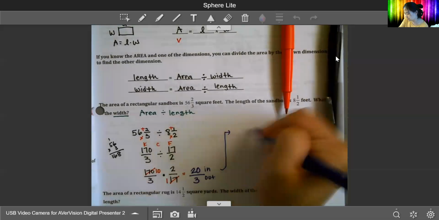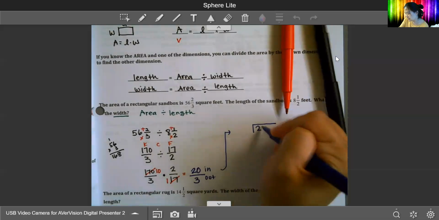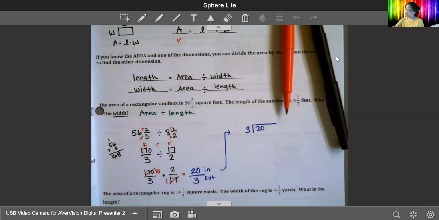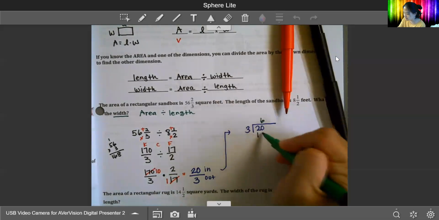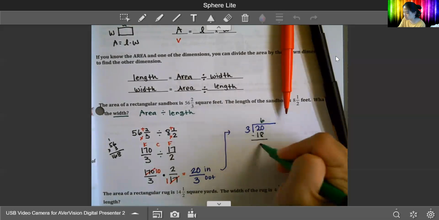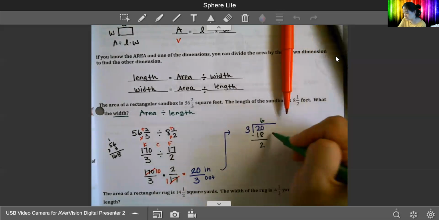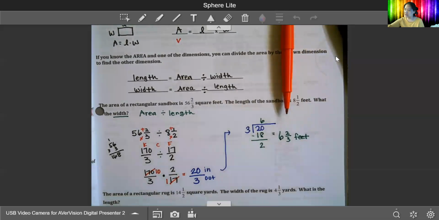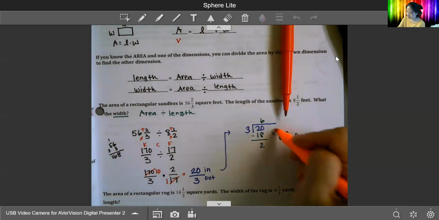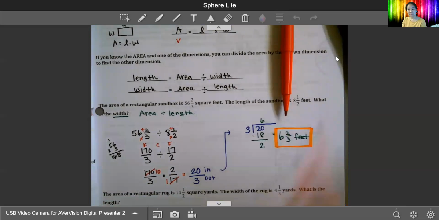So 20 in, 3 out. Now, 3 goes into 20 6 times, which is 18. Your remainder is 2. So the answer is 6 2/3 feet. So the width is 6 2/3 feet.